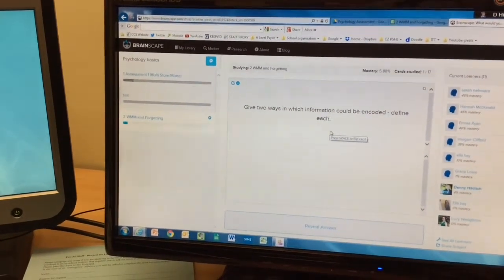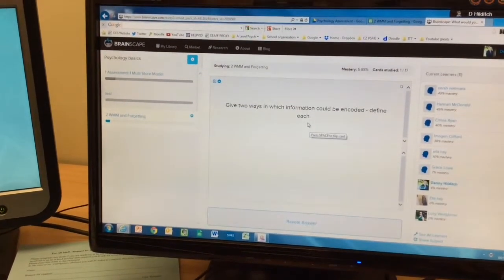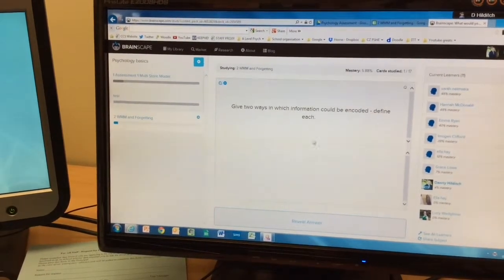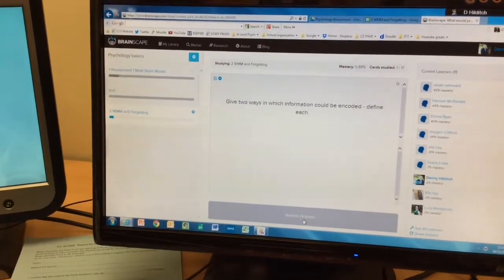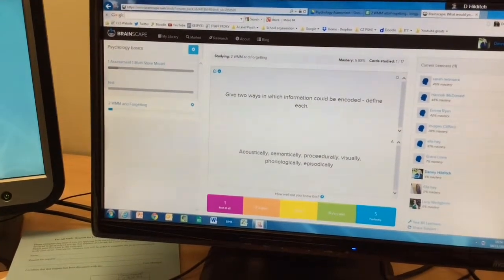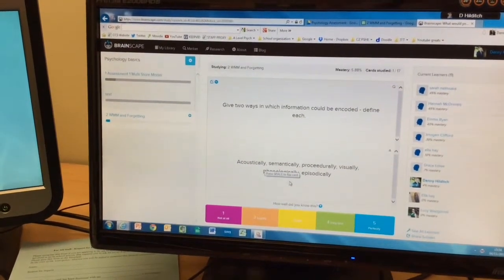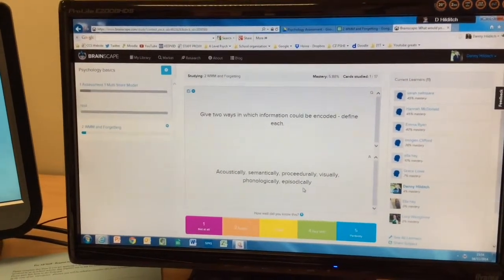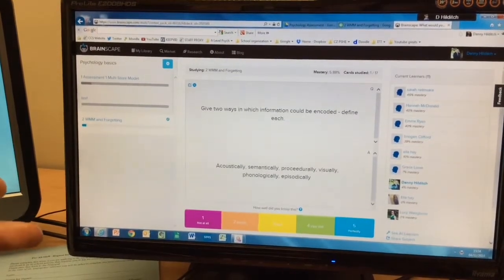Give two ways in which information could be encoded, define each. So I'm going to pretend now that I'm not too sure. I know it's sound, but I can't remember the key term. I know you can store stuff visually, but I don't know if that's the term. Let's have a look. I'm going to reveal the answer. Here they are: acoustically, semantically, procedurally, visually, phonologically, and episodically. Now, in a test, I would need to be able to define those. So in this, I want to be able to define each of them in my head.